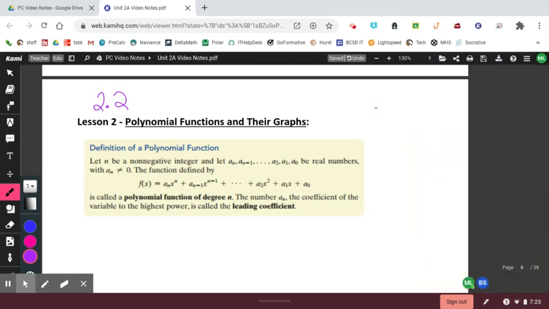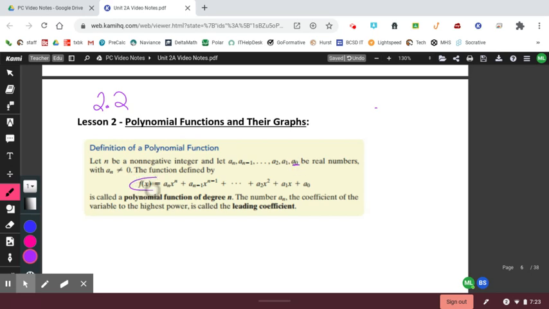All right, we're looking at lesson 2.2. So we're going to explore some polynomial functions and their graphs. A polynomial function is when n is a non-negative integer, and we have a sub n, a sub n minus 1, all the way down to a sub 0, and they're all real numbers.